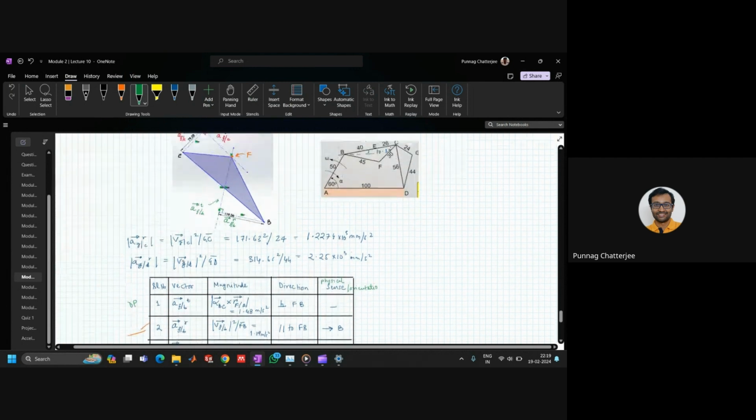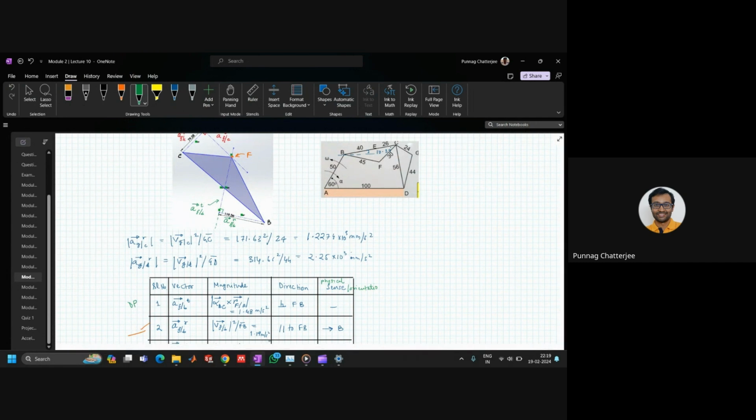So let's see F with respect to B. The radial part is 1.19 meters per second square, which is 1190 millimeters per second square. Now in SolidWorks, you have scaled it down by a factor of 10, so it is 119.36.